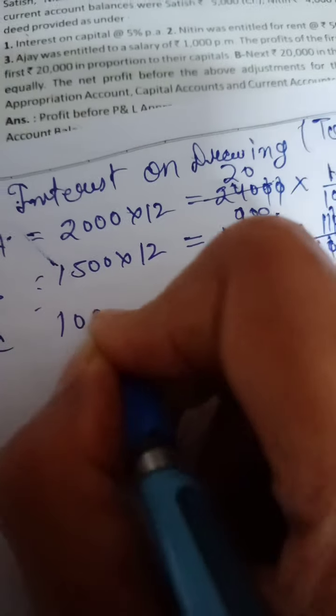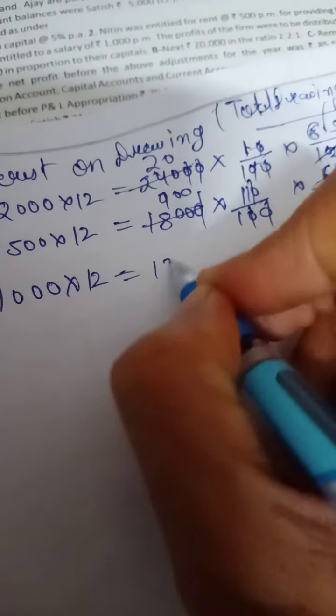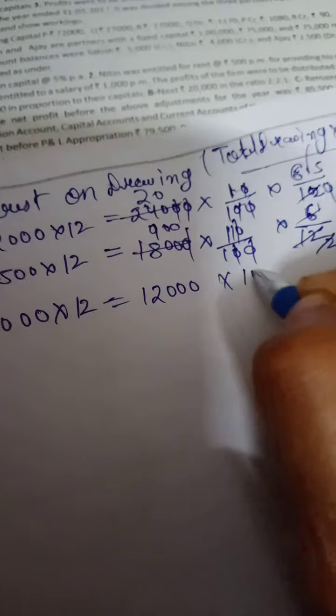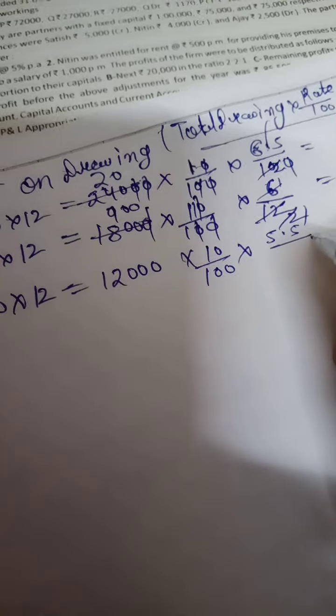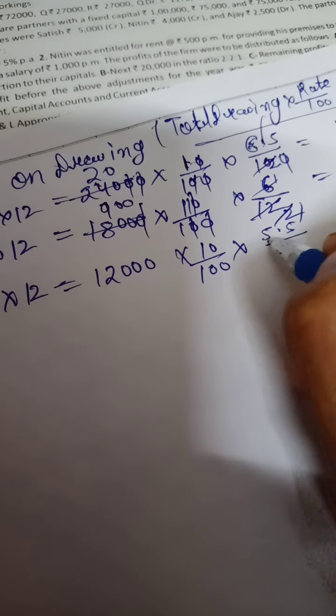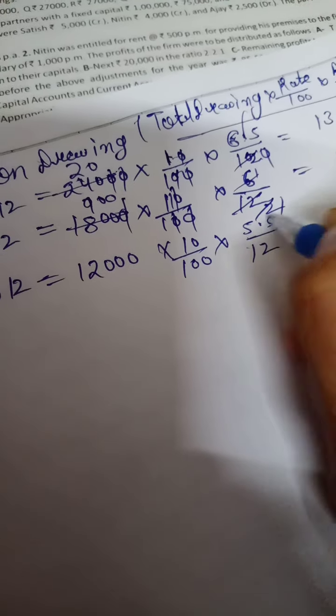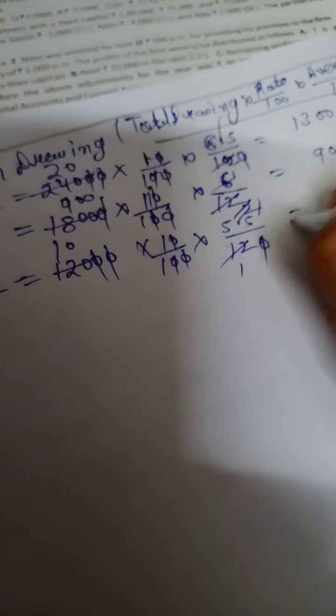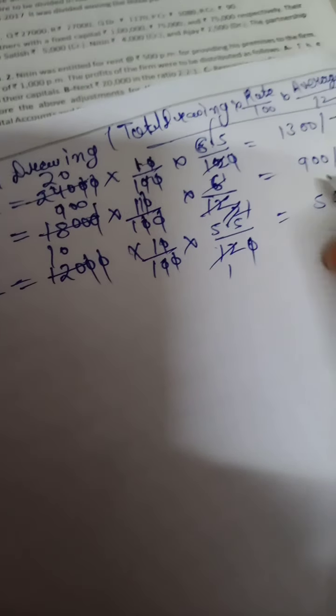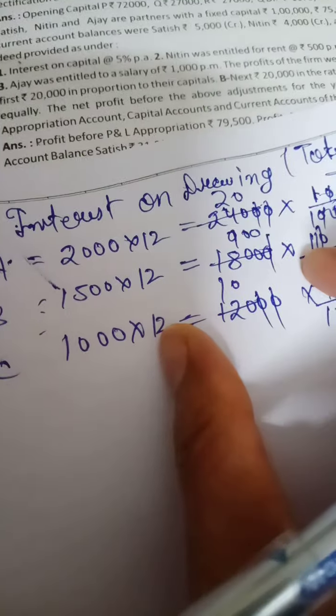Now C. C withdraws 1000 at the end of every month, so 1000 into 12 is 12,000, into 10%, into 5.5. When drawing is at the end of the month, we take the average period as 5.5. Calculating, we get 550. This is the calculation of interest on drawing.